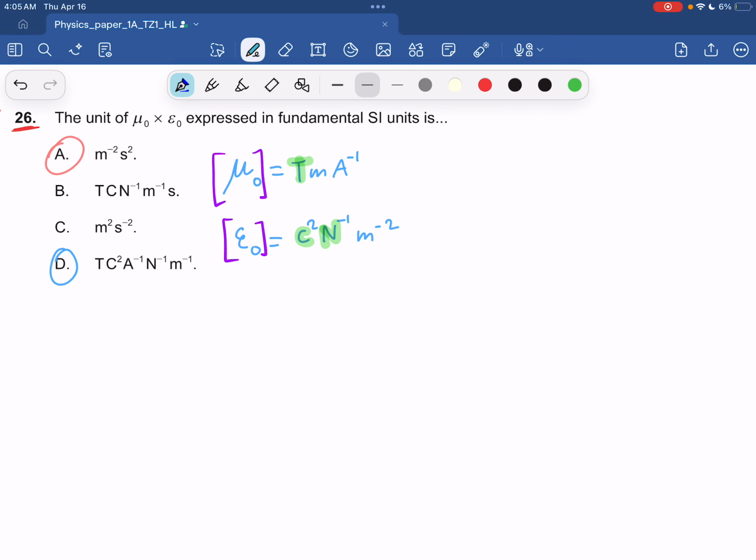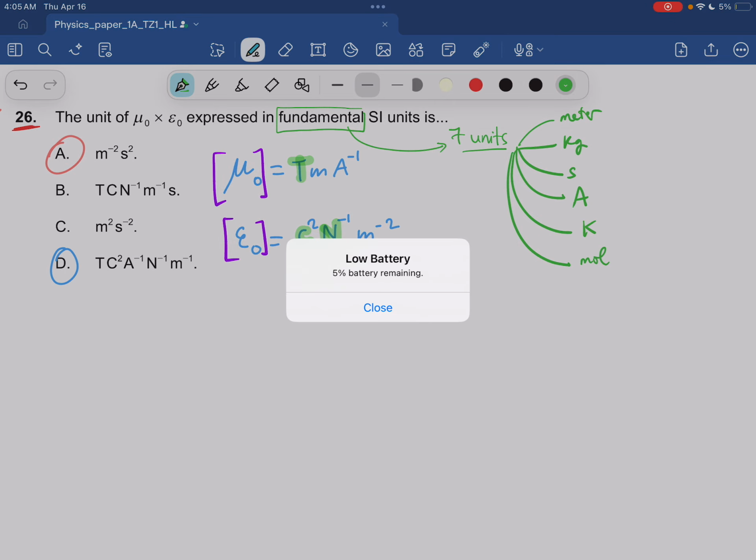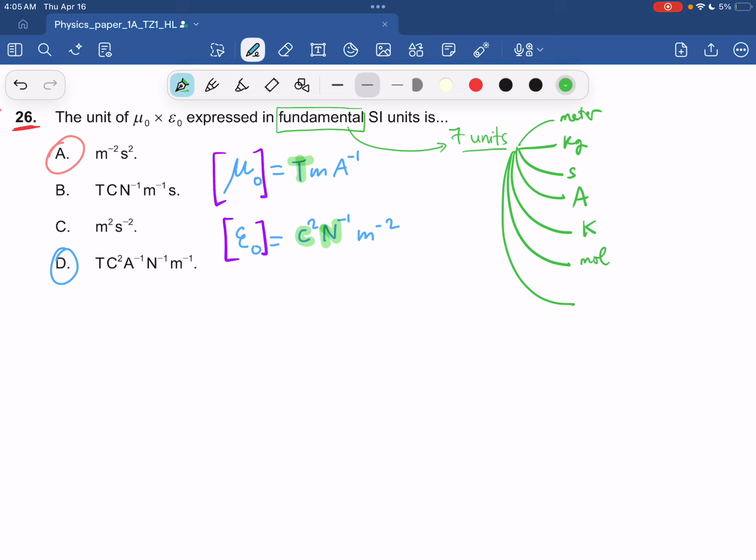Why? Because if you pay attention, you can see there is another keyword here: fundamental. So what does it mean by fundamental SI unit? There are only 7 of them. If you measure length, it should be in meter. If you measure mass, it should be in kilogram. Time, second. Electric current, amperes. Temperature in Kelvin. The amount of substance in mole. And the last one is the candela, to measure the luminous intensity.